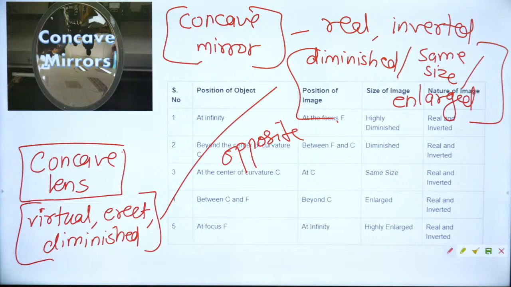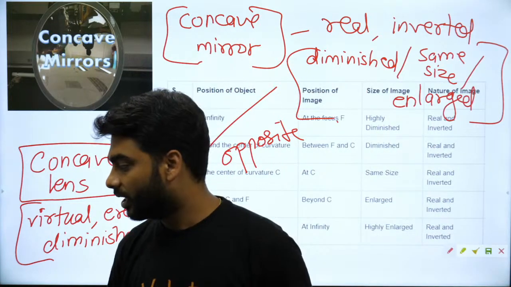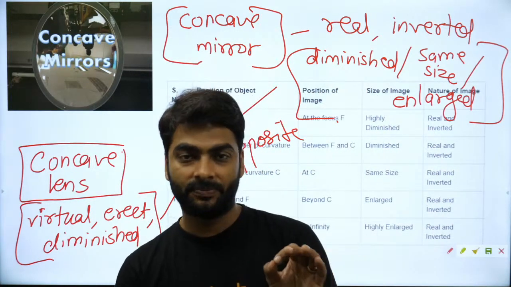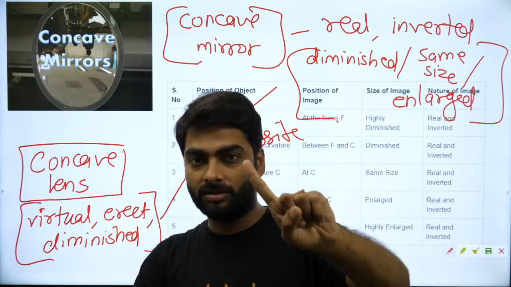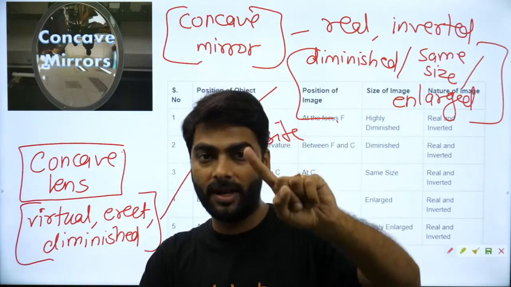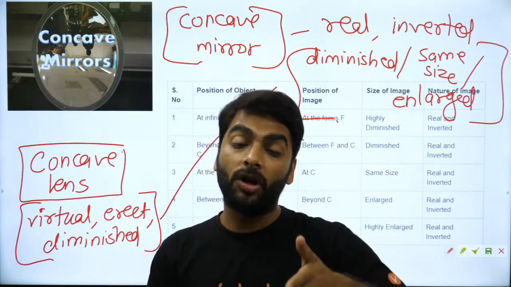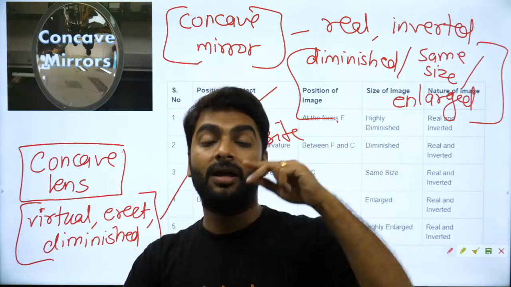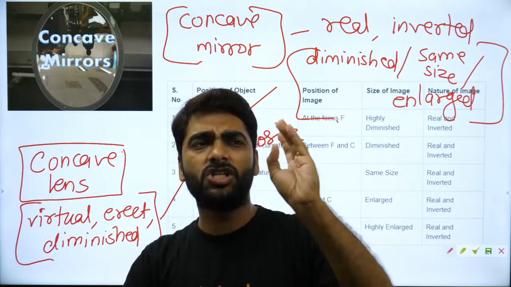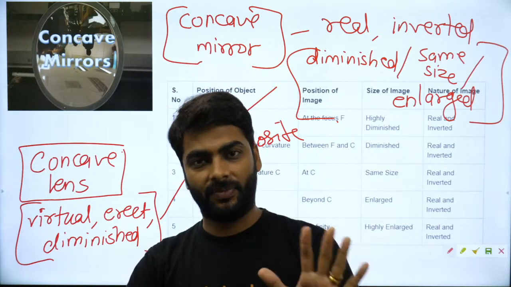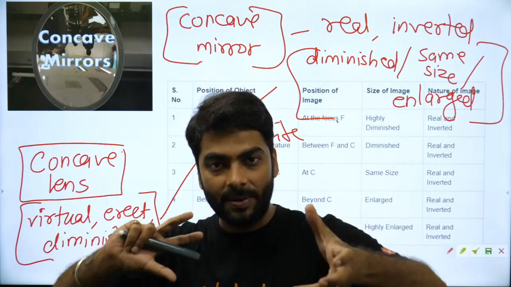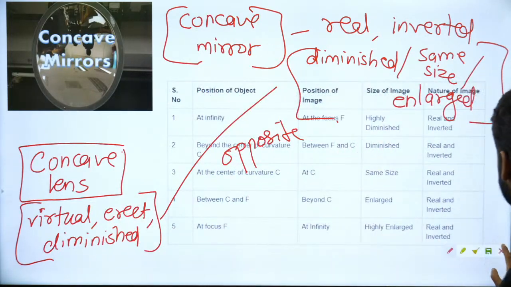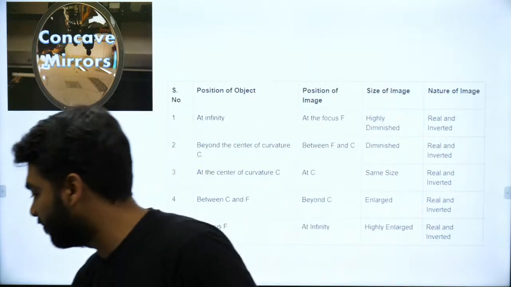Right? That is concave. So is concave clear? Concave lens real. No, sorry. Concave lens virtual erect diminished. Concave mirror real inverted diminished enlarged or same size. Lens and mirror is completely opposite. Okay? That is about concave mirror.